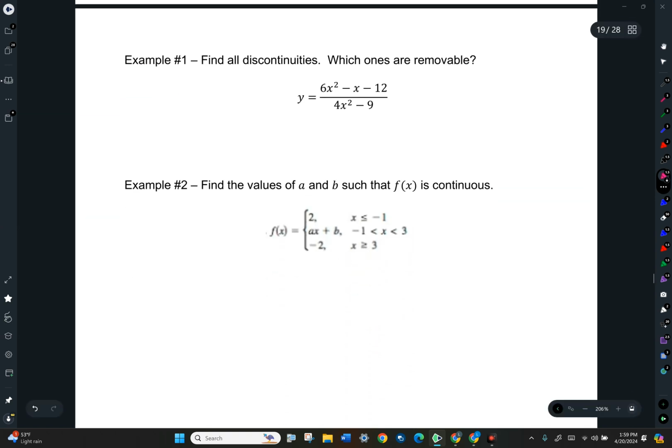So, example number 1, find all discontinuities. Okay. Well, remember, what does it mean to have a discontinuity? It means you might have a hole or you might have a break, which, if there's a break, is probably a vertical asymptote. So we need to channel our inner first semester. Let's see, holes and vertical asymptotes. Remember, vertical asymptotes are when the denominator is 0. Holes are when the factors cancel. So we need to put this in factored form.